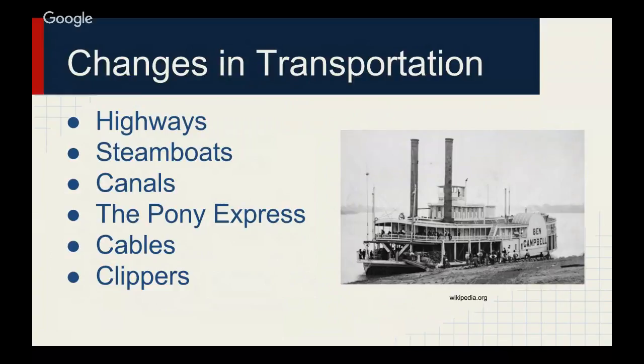Steamboats during this time period were also growing in number. The very first steamboat was invented by Robert Fulton in 1807. And this is going to radically change the transportation structure because rivers and waterways are now two-way streets, not one way in the direction that they're flowing. And this is going to specifically impact the South and the West.